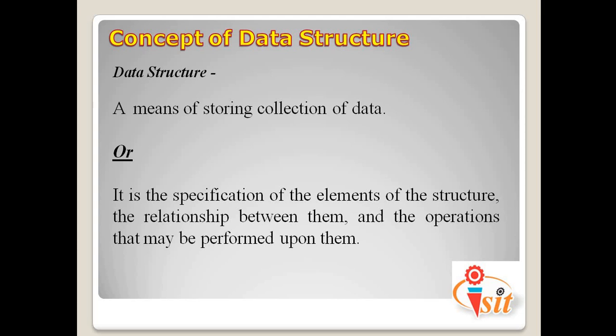The first thing is we need to know what we mean by data structure. In the previous lecture we learned the meaning of data. So what does data mean? It is a collection of symbols, numbers or characters. Now a data structure is a storing of a collection of data, or we can say it is the specification of elements of the structure, the relationship between them and the operations that may be performed upon them. It means how we store the data, what the relationship between the data is, and what kind of operations we can perform on the data.